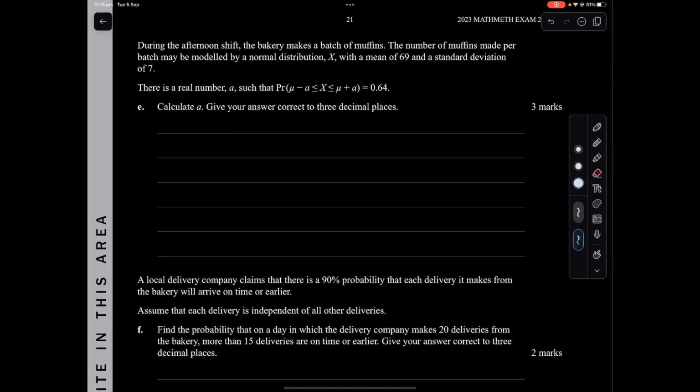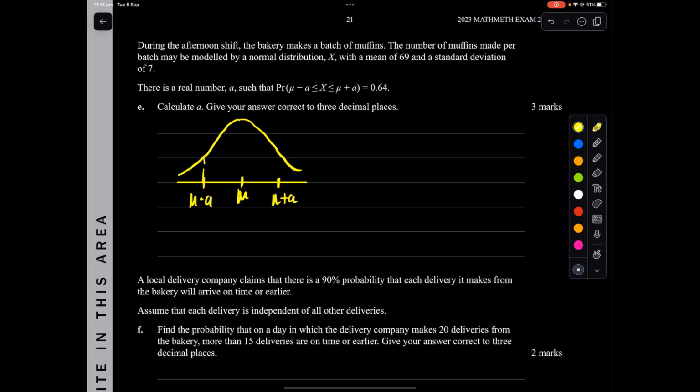One way I would do this question is to calculate a. There was an actual exam question like this, I think in the 2020 exam, if I'm not mistaken, and there's a quick way to do it. If I'm drawing a normal distribution, say this is your mean, we're saying mean plus a and mean minus a, and that the area between them is 0.64.